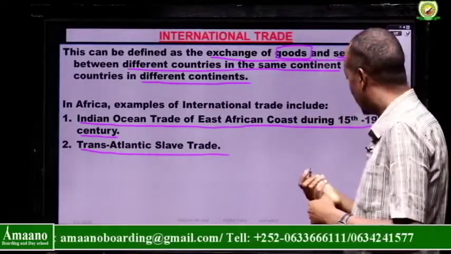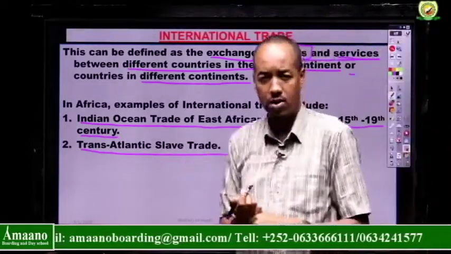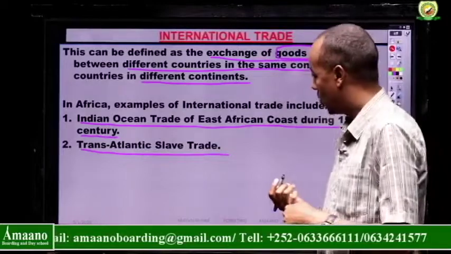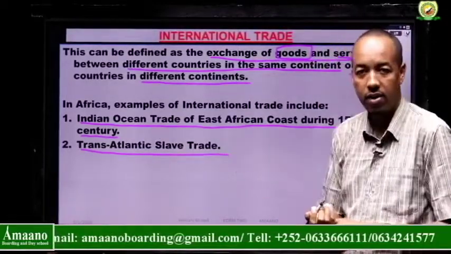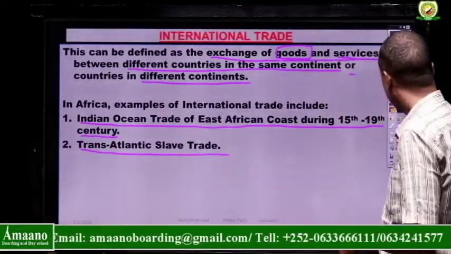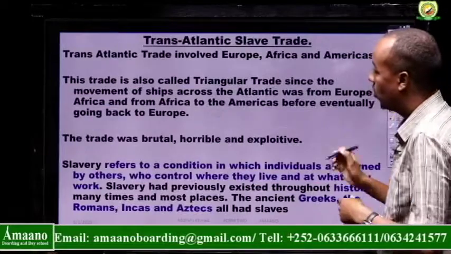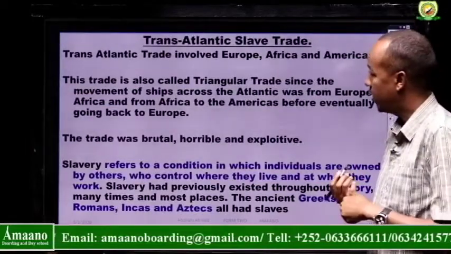This one was from the 15th century to the 19th century, and in the same way the transatlantic slave trade was from the middle of the 15th century to the late 19th century, almost 400 years. Okay, so now let us go directly to the Atlantic slave trade, the transatlantic slave trade.